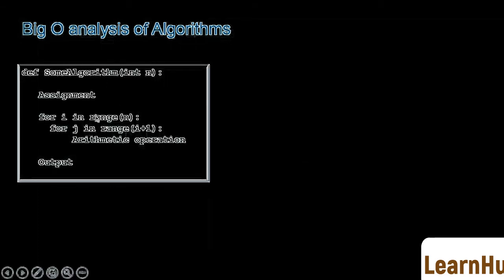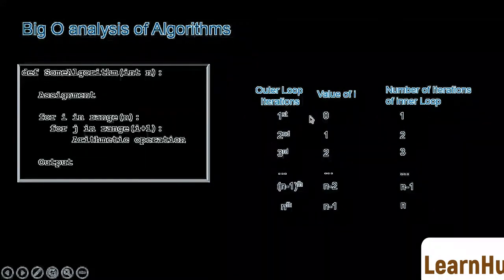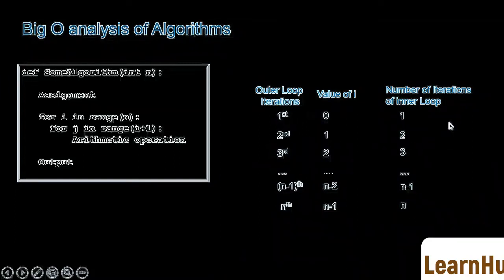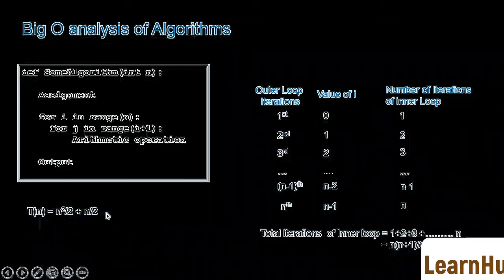Now in this algorithm, this outer loop executes total n times, and these are the number of iterations of inner loop in each iteration of outer loop. In first iteration of outer loop, the inner loop executes 1 time. In second iteration of outer loop, the inner loop executes 2 times, and so on. We can add all these to find the total number of iterations of inner loop. So total number of iterations of inner loop is this. So T(n) is equal to this, which is order of n square.